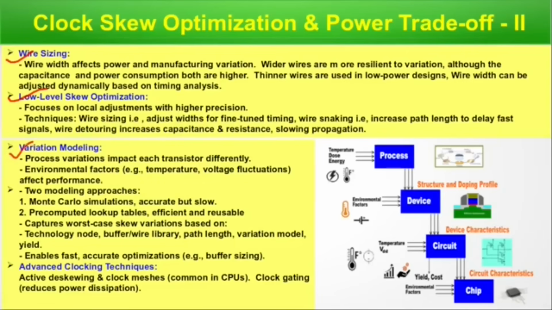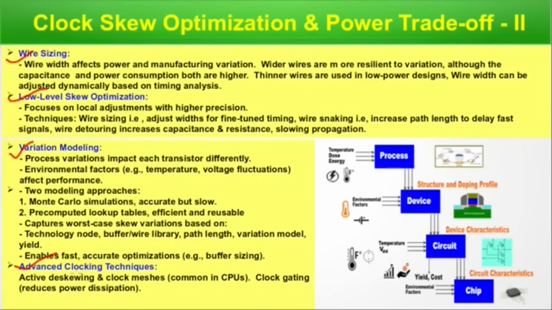Now, variation modeling. Process variation impacts each transistor differently. Environmental factors, that is, temperature and voltage fluctuation, affect performance. There are two modeling approaches: Monte Carlo simulation, which is accurate but slow, and pre-computed lookup tables, which are efficient and reusable. They capture worst case skew variation based on technology node, buffer and wire library, path length, variation model, yield, etc. That enables fast, accurate optimizations, such as buffer sizing.